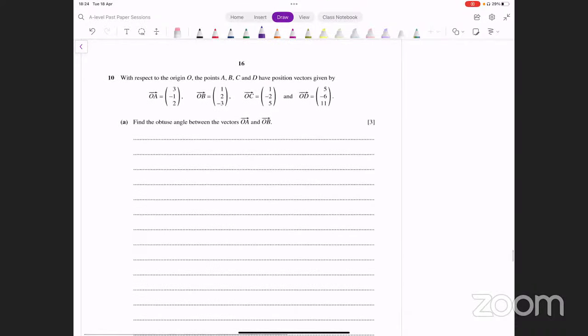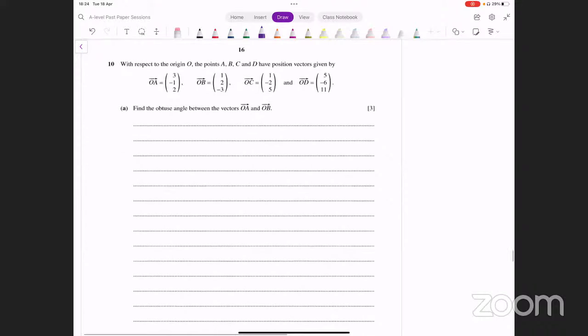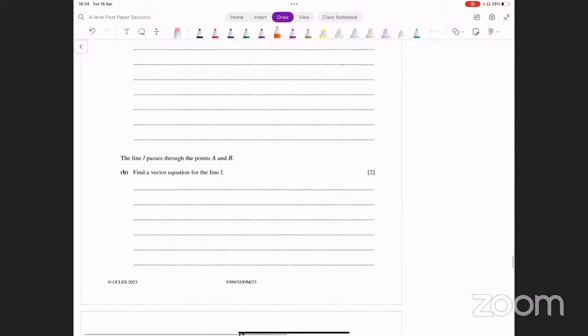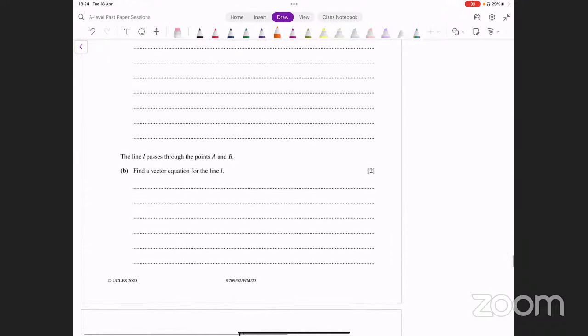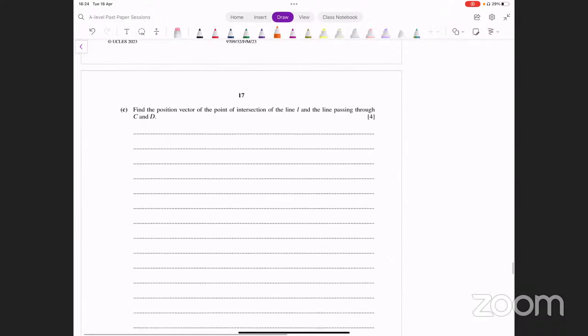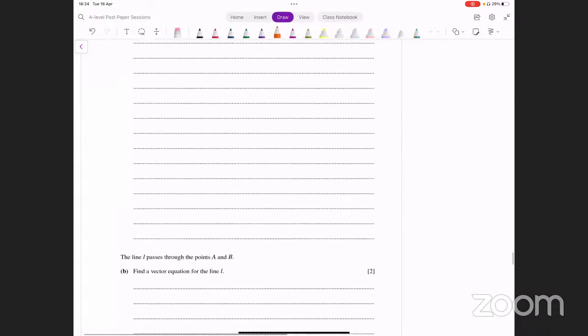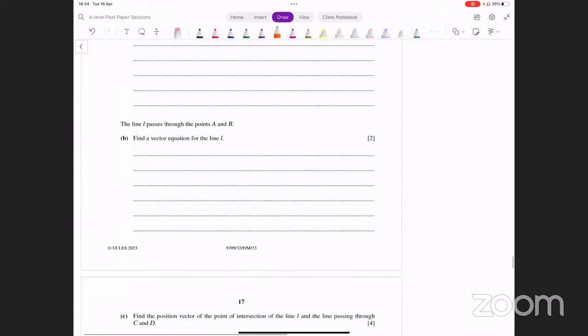Question number 10, that's on vectors. First part में हमने सिर्फ वो cos theta वाला फॉर्मूला अप्लाई करना है. अगर एक्यूट एंगल आ गया आपका तो उसमें आपने उसको ऑब्ट्यूज कर देना है 180 में से माइनस करके. Second part में आपने वेक्टर इक्वेशन निकालनी है. That's pretty straightforward. And you have to find the position vector of the point of intersection of the line L. Line L क्या है जो आपने सेकंड पार्ट में निकाली है.